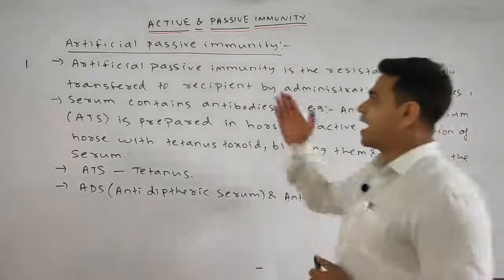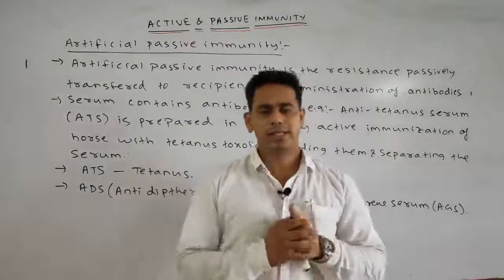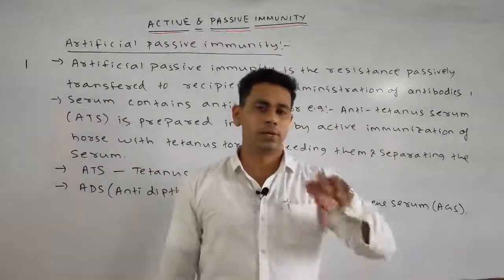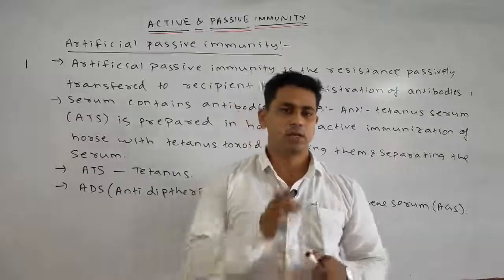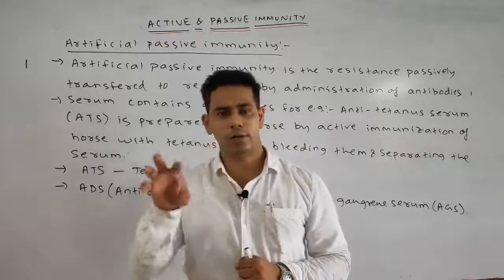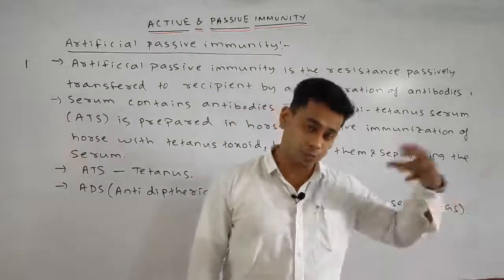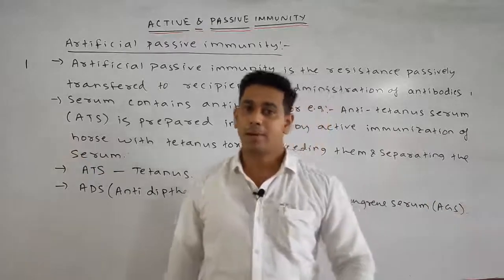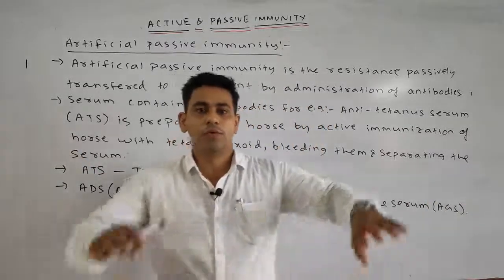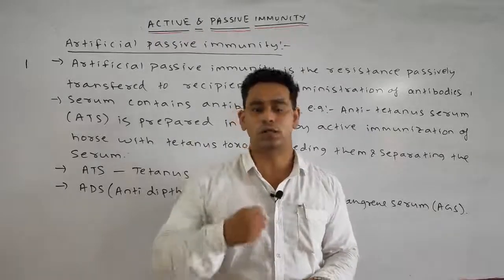Next comes artificial passive immunity. What I said earlier means that during natural passive immunity, the antibody is transferred in a ready-made form to an organism, which is produced in a quite natural form. But artificial means we will induce the formation of the antibody that is required for us.